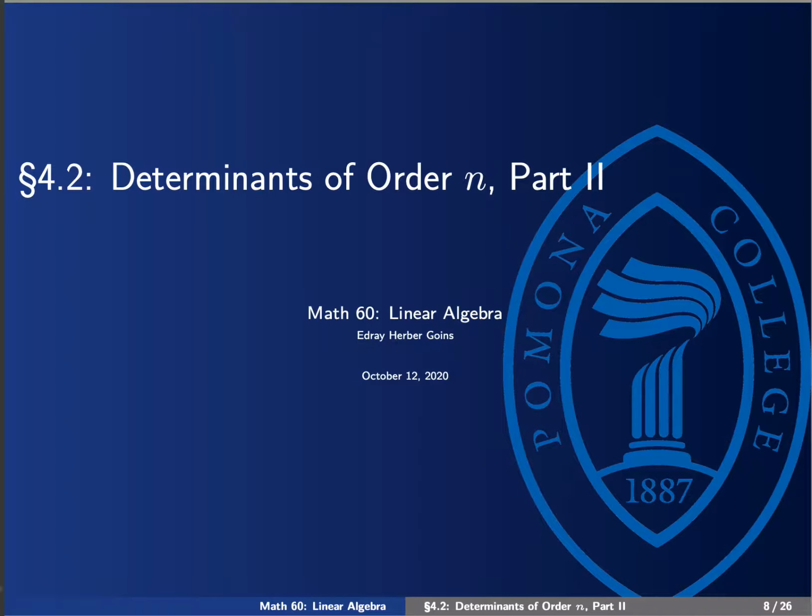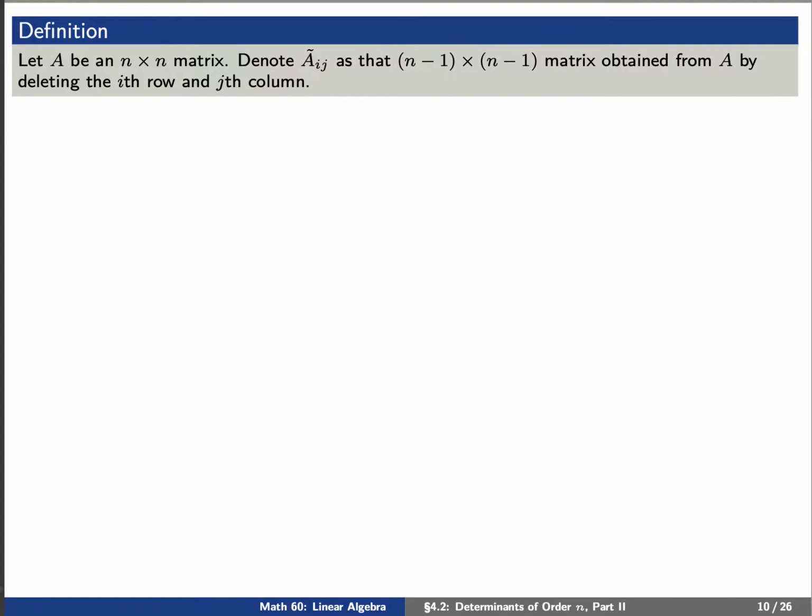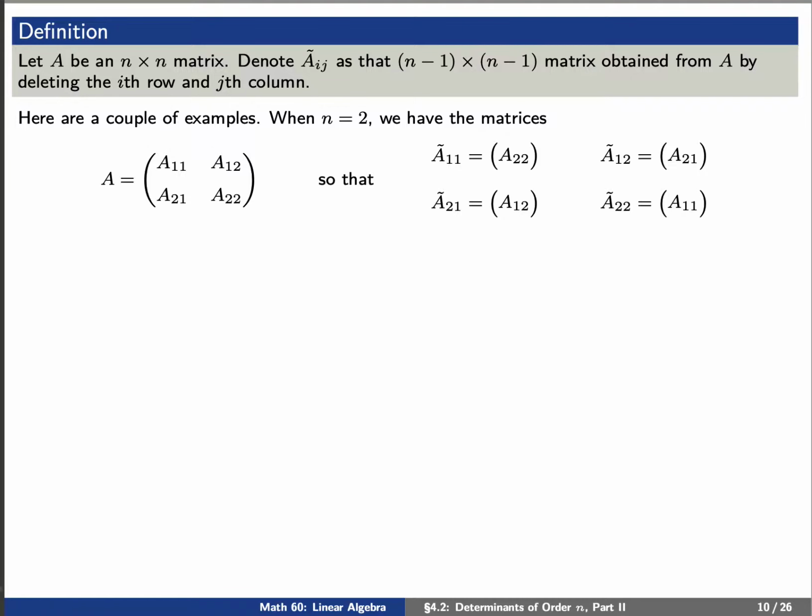Today we're going to talk about determinants of order n, the second part of a three-part series. First, let's review some of the properties of determinants of order n. Let A be an n by n matrix. We'll denote Aij tilde as that n-1 by n-1 matrix obtained from A by deleting row i and column j. Here are a few examples.